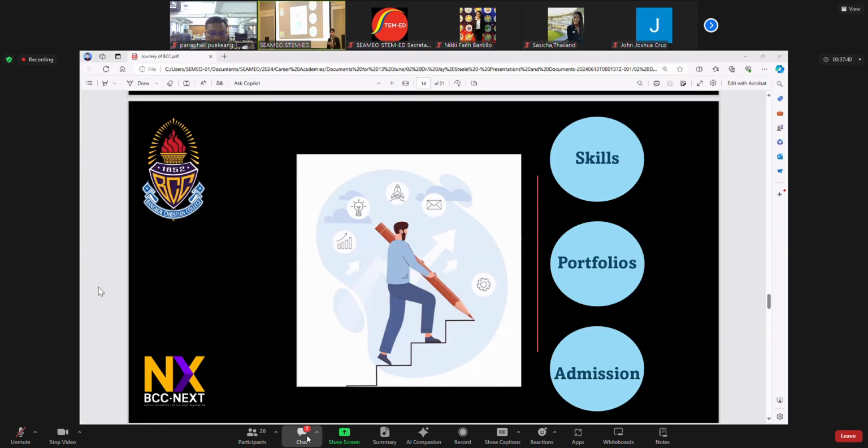And what will happen in grade 11? Researching and doing personal projects they have to do in grade 11. Creating portfolios and finalizing portfolios before the end of the first semester for grade 12. And in the second semester of grade 12, students need to focus on the admission process.